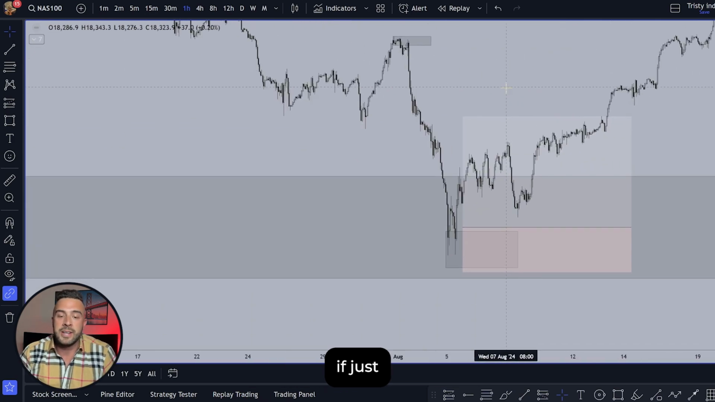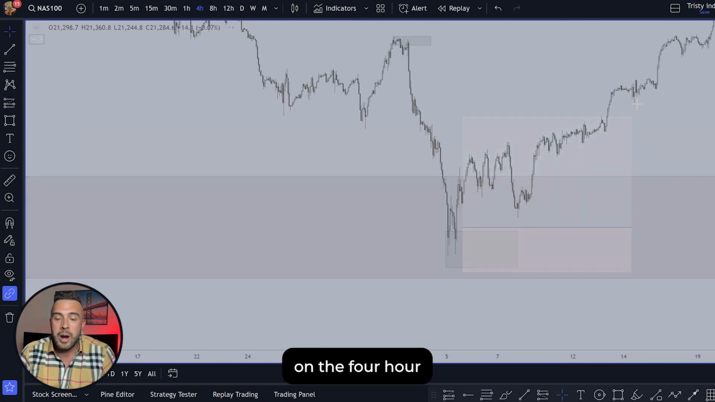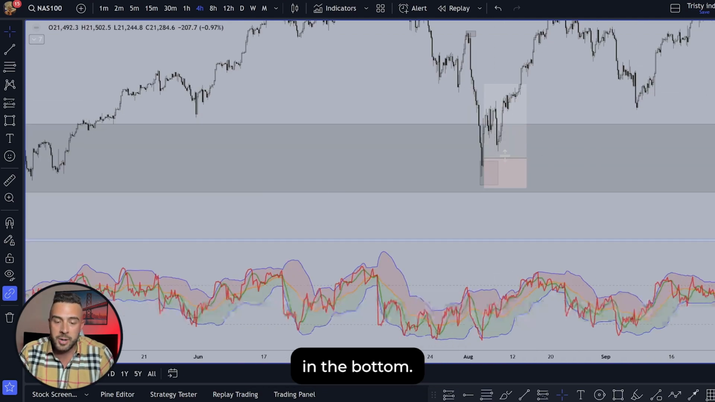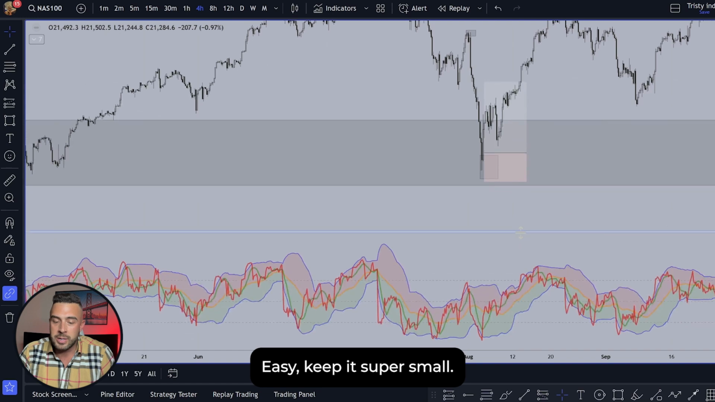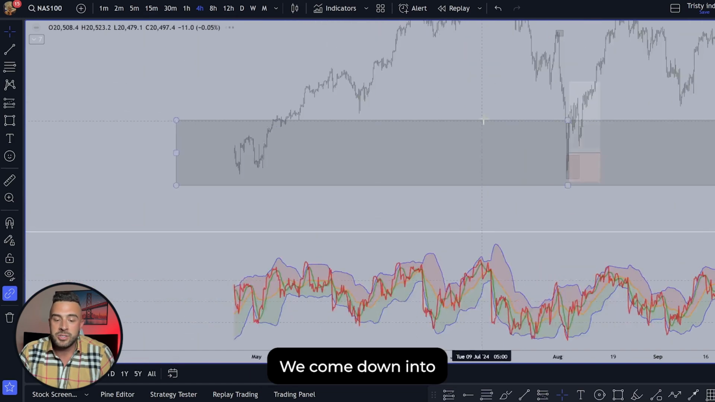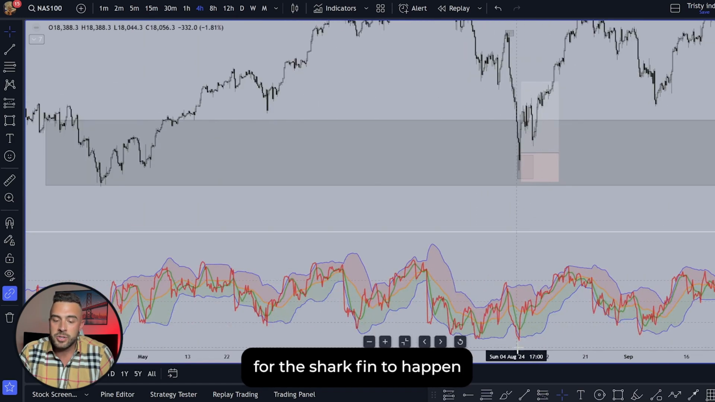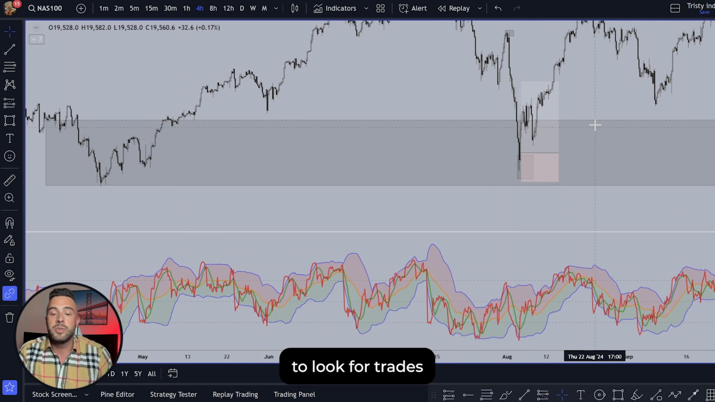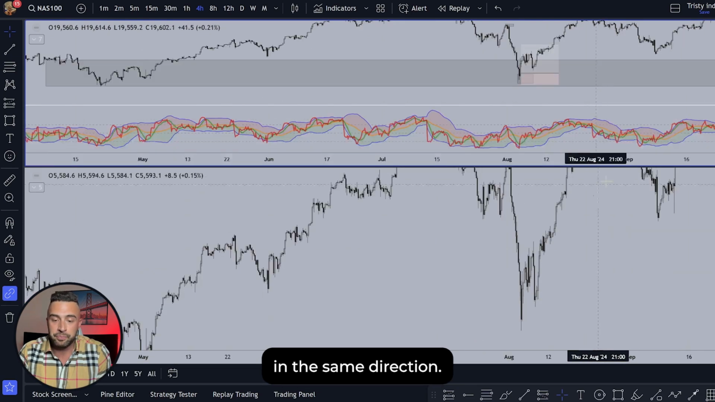So once again, you want to look at it on the 4-hour time frame. It's very simple. You just double click your mouse and it pops up here in the bottom. You can make it as big as you want. I usually keep it super small. We come down into a massive level and you just look for the shark fin to happen. And all it is, is just another confluence factor to look for trades in the same direction.